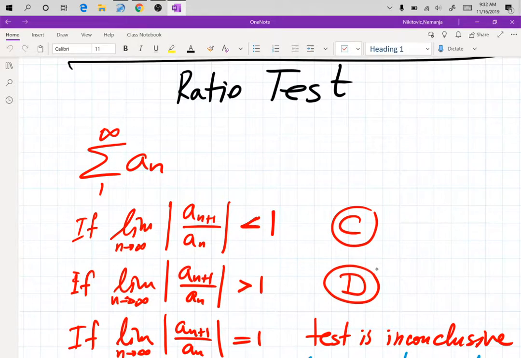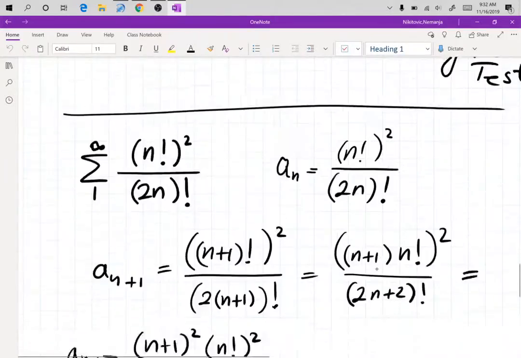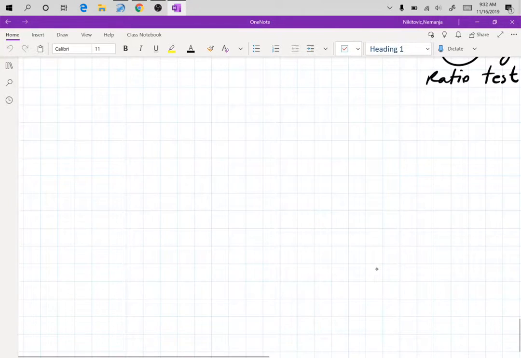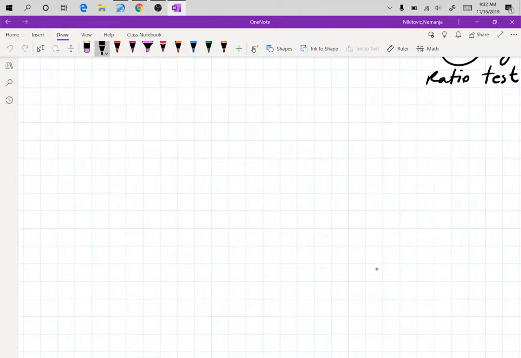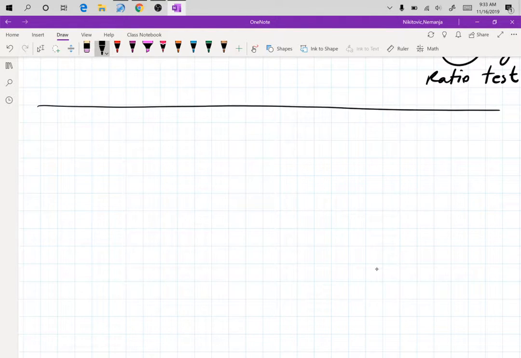We did a couple of problems. I just want to do one more so we can see the ratio test in action, and then we'll talk about the root test. So one more problem, ratio test.